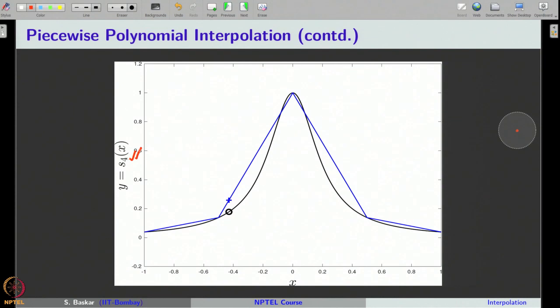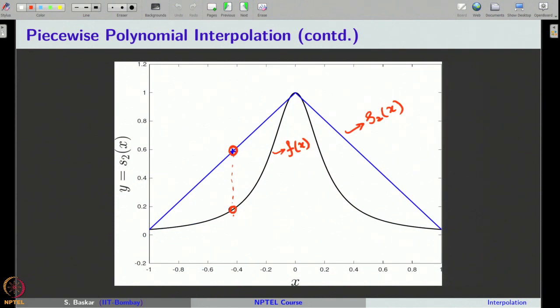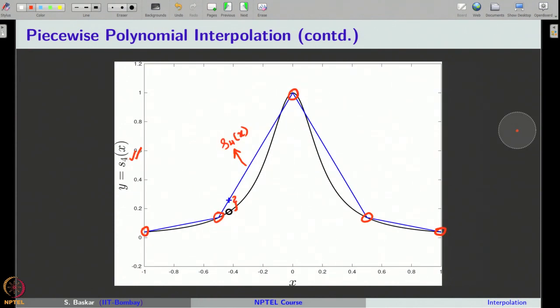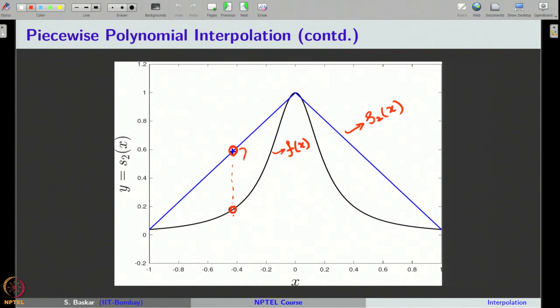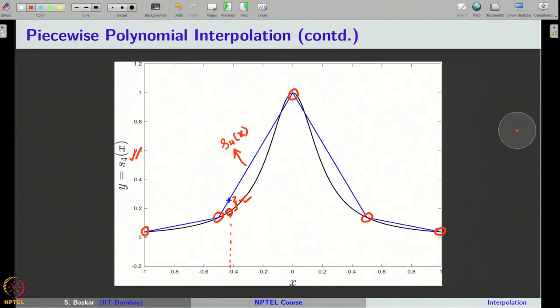Let us take 4 pieces. It means we have 5 node points located here, and the corresponding piecewise linear interpolation is shown in the blue color S4 of x. You can see when compared to S2, S4 is approximating the values pretty well, at least at the point where we have chosen to observe the approximation. You can see this is the total error involved in S2, right? The total error involved in S4 is this.